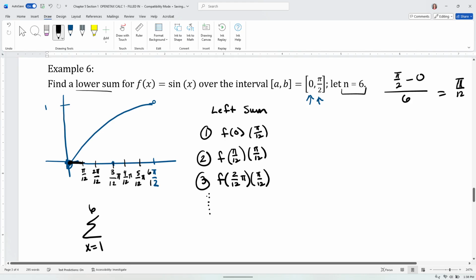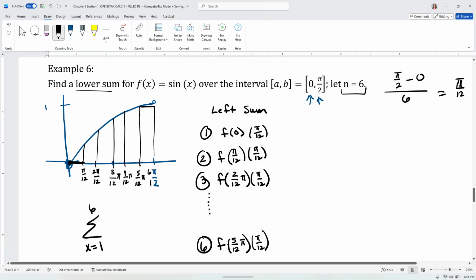And this pattern continues until I get to my sixth one, and it's f of, now be careful, my last one's height is not f of 6/12. My last one's height is below it. Make sense? So that one's going to be 5/12 pi, width of pi over 12.